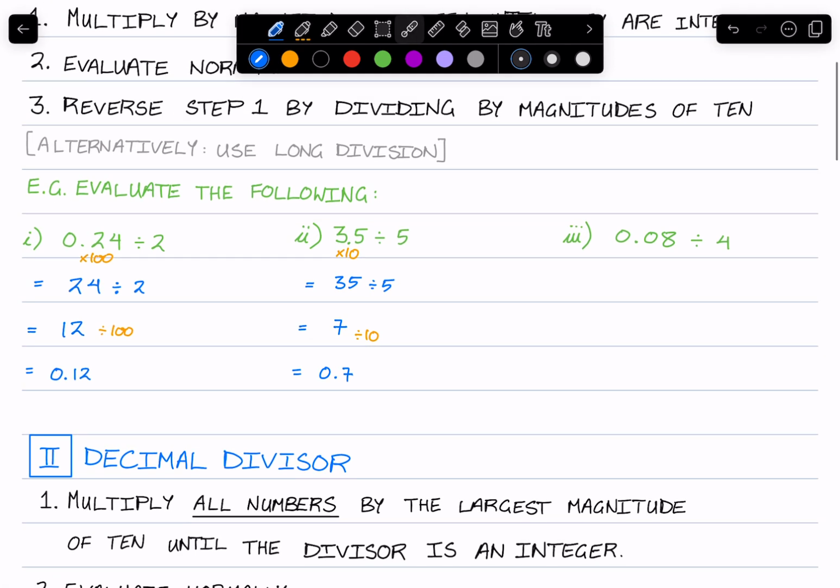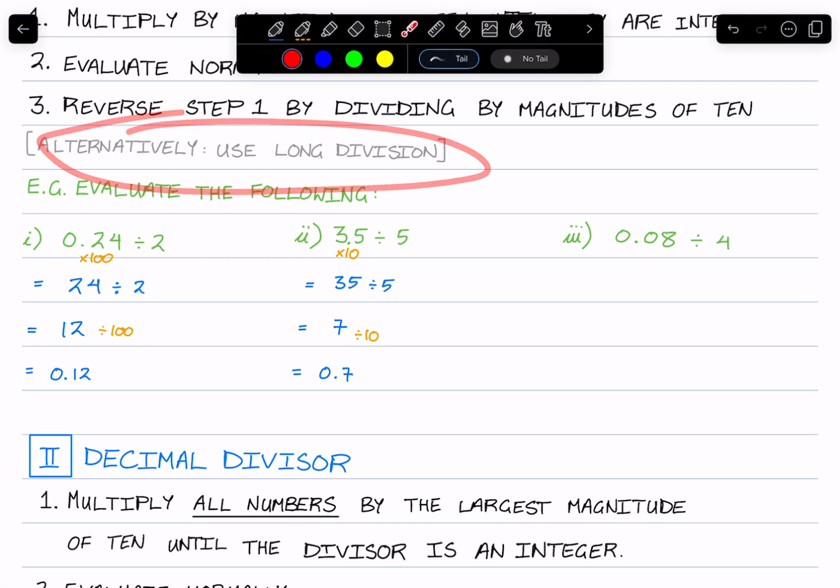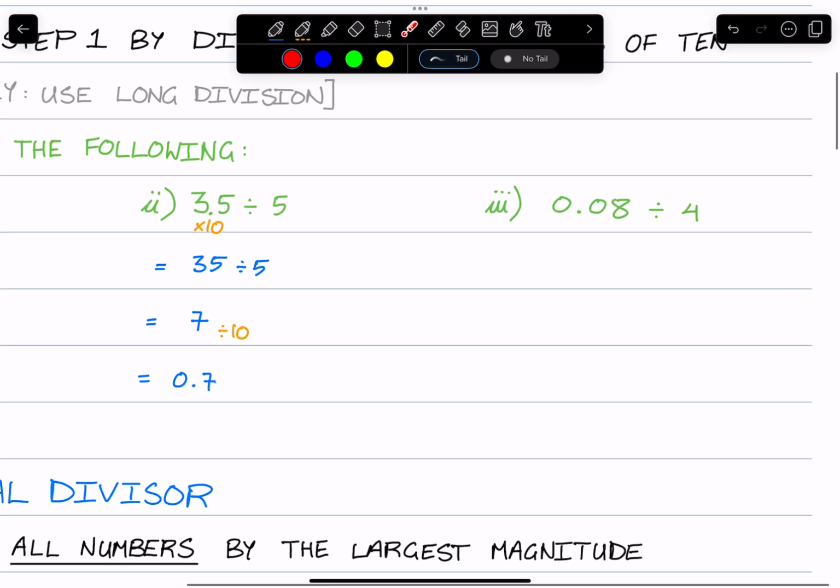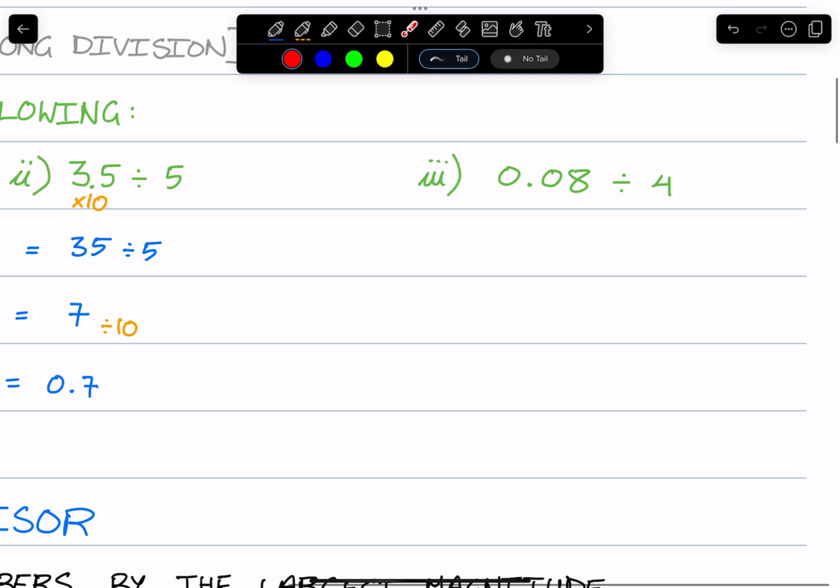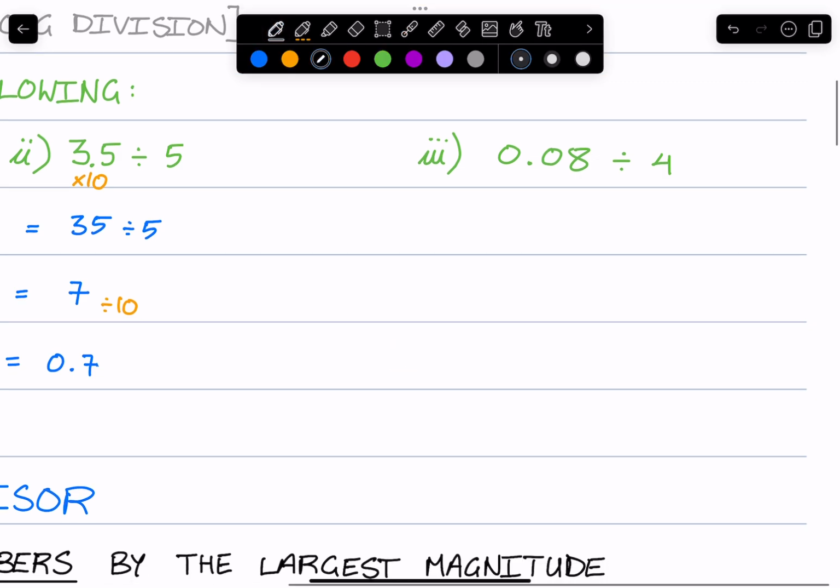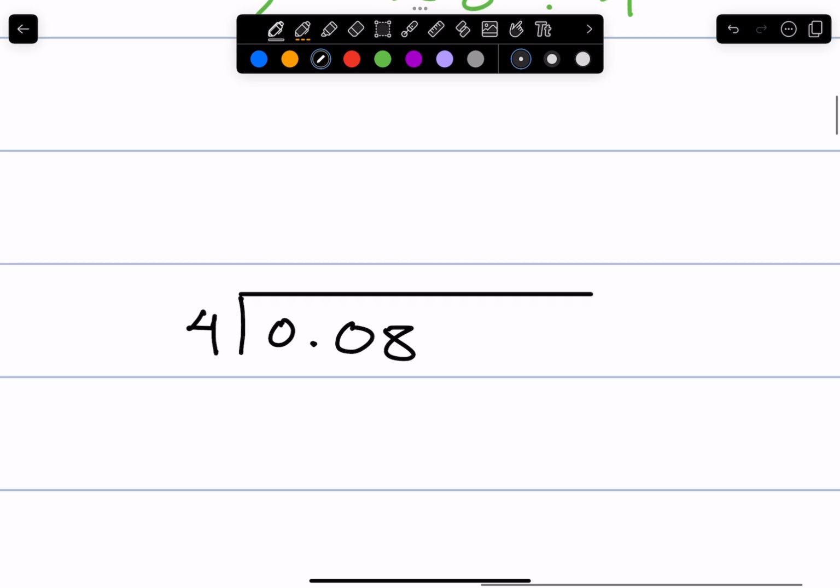Now, as I've shown here, alternatively, you can just use long division. So I'll demonstrate that in this last example. So it'll be 4 into 0.08. And then we just do long division as we normally would.